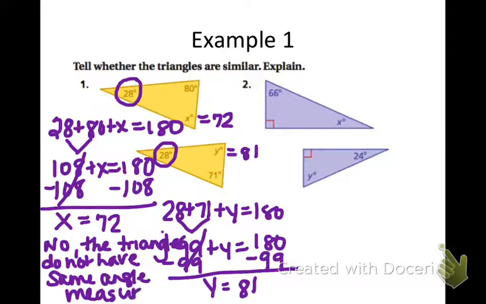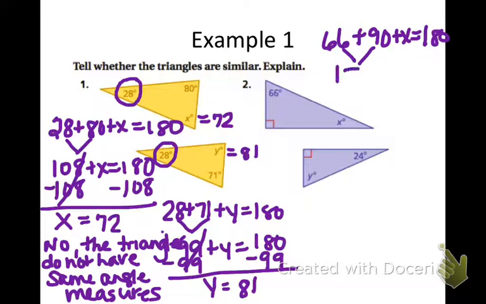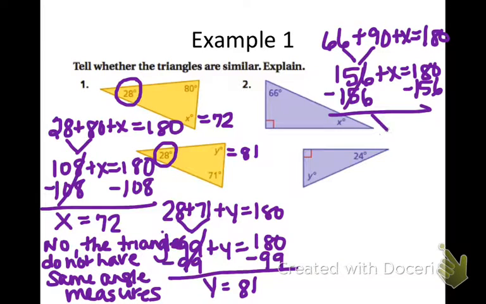Let's try the blue triangles. So 66 plus 90 plus x will equal 180. We'll combine some like terms here. 156 plus x equals 180. Subtract on both sides to get the value of x to be 24. So this angle equals 24.